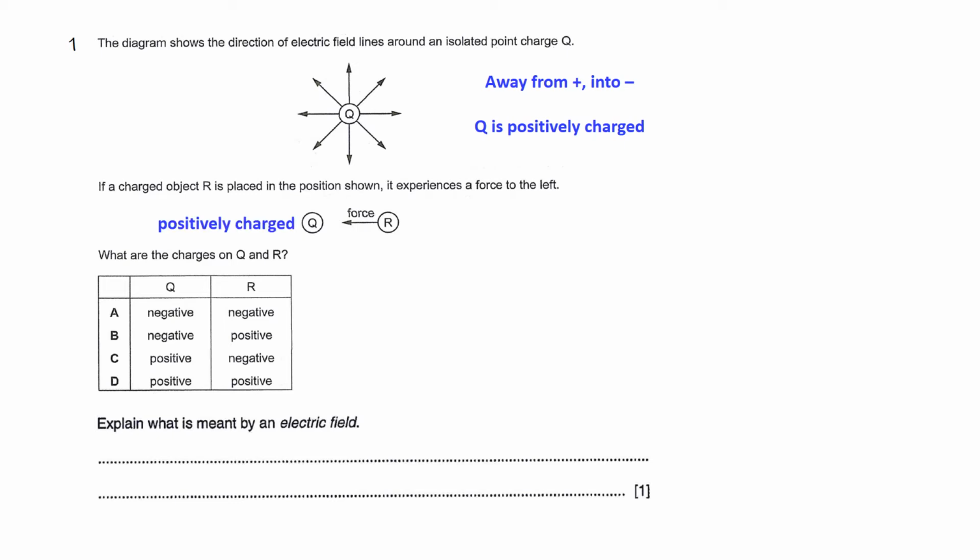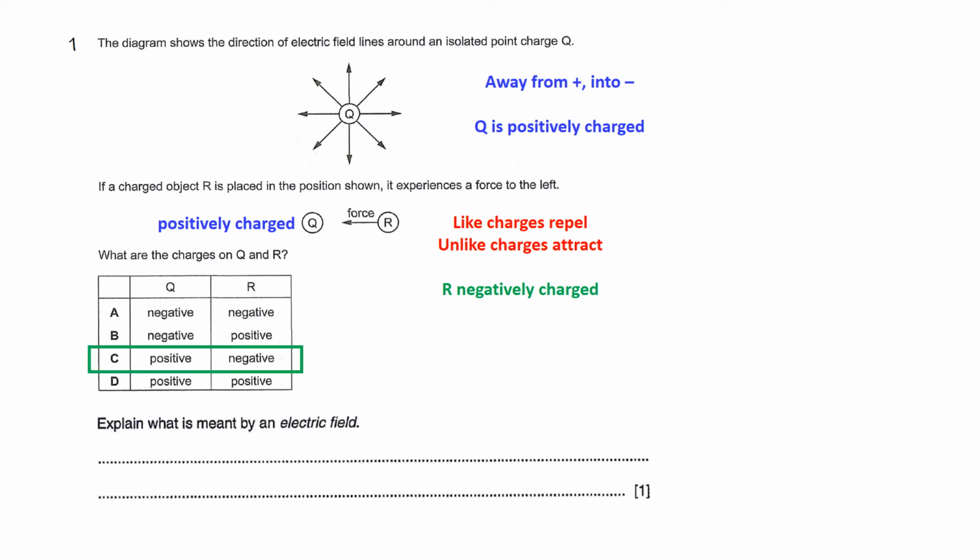With Q being positively charged, we can see from the figure that there's a force acting towards Q. Therefore, R is attracted towards Q. The law of electrostatics states that like charges repel and unlike charges attract. Since R is attracted to Q, R should be negatively charged. Therefore, the answer is C.